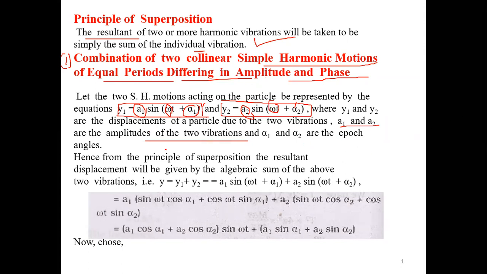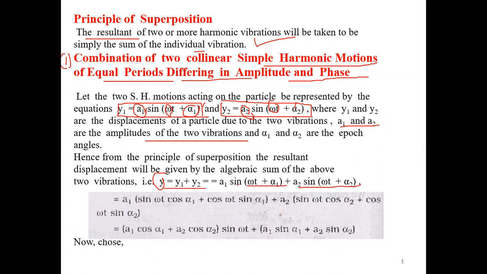Now we will find the superposition, the resultant of these two displacements. From the principle of superposition, the resultant displacement will be the algebraic sum of the above two vibrations. That means the resultant vibration y will be the sum of y1 plus y2. So this is a1 sine omega t plus alpha 1 plus a2 sine omega t plus alpha 2.